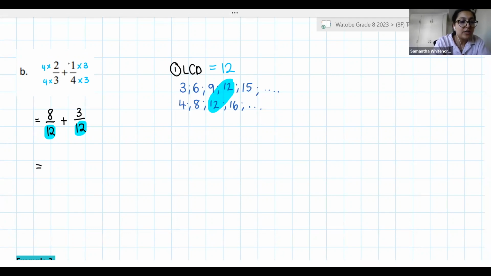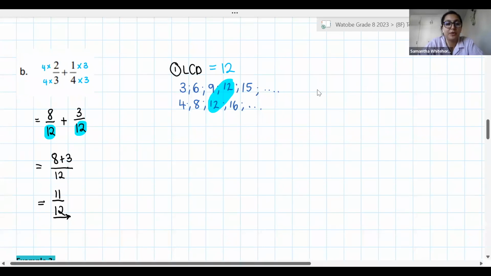And so now what I can do is write everything over 12, and I can say 8 plus 3. And 8 plus 3, I think someone put it on the chat already, is 11 all over my denominator of 12. Nice, Ortile. So 11 over 12 is my sum here. Tingle, that's who put it in on the chat. Well done. Mavoyo, well done.